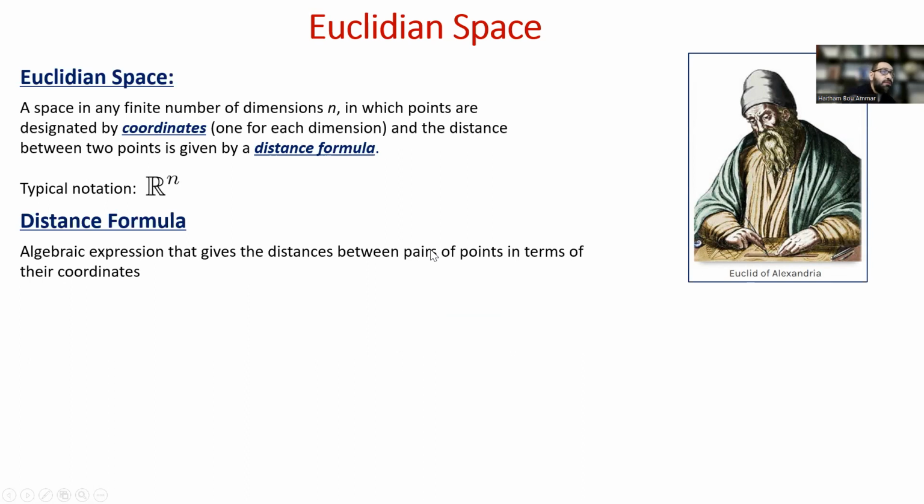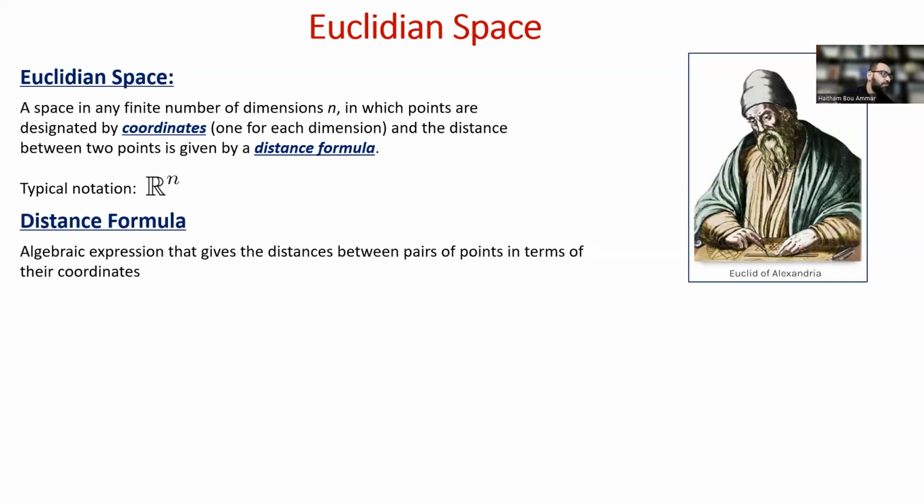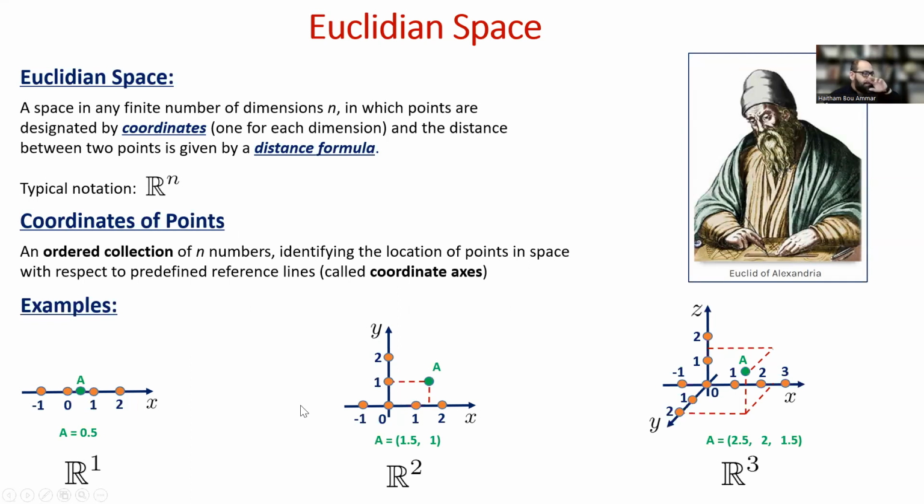Now, we can also define a distance formula inside that Euclidean space. What that means is the distance formula is an algebraic expression that will give us the distance between a pair of points in terms of their coordinates, right? So remember, if we go back here, you notice that, for example, in R2, a point A has 2 coordinate axes values that can describe this point A. So, for example, you have 1.5 and 1, right? Okay.